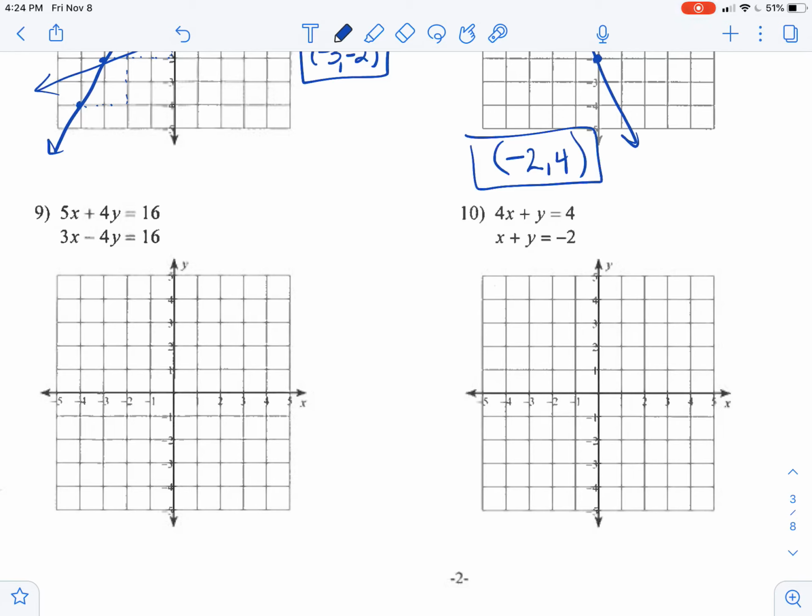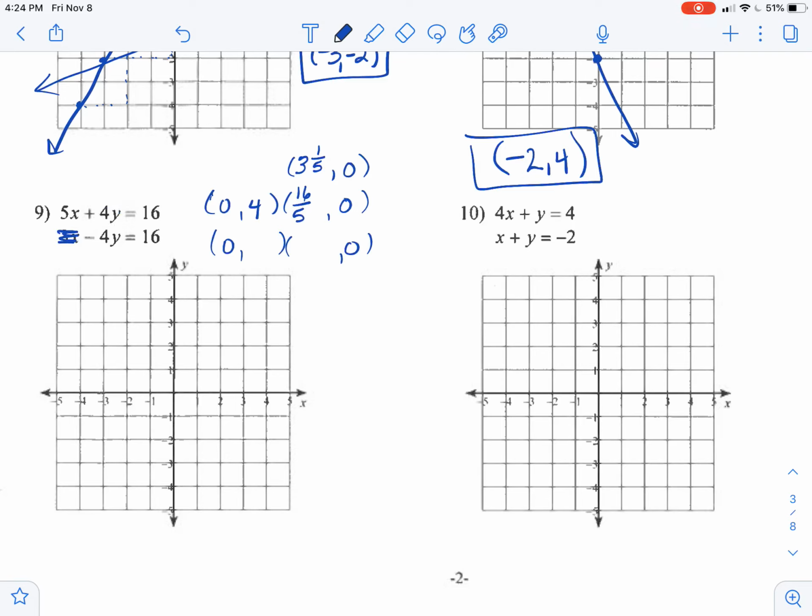Okay, so number 9. So if x is 0, I'm going to divide by 4. If y is 0, I'm going to divide by 5. Now that would be 16 over 5, which would be the same as 5 will go into 16 3 times. That's 15, which means there's 1 left over. So that's the same thing, okay?